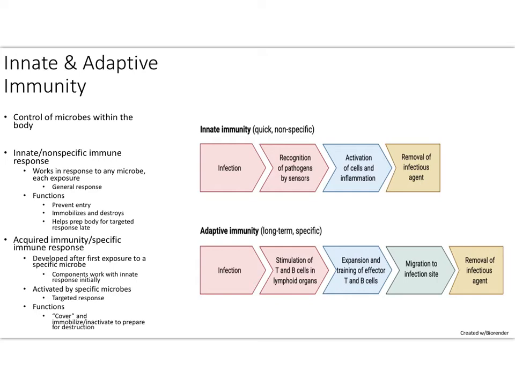So like I mentioned on the previous slide, the immune response or the immune system can be broken up into 2 very broad categories. We have innate or non-specific immunity, and then we have acquired or specific immunity. This lecture will focus on innate immunity, and the next one will talk about acquired or specific immunity.